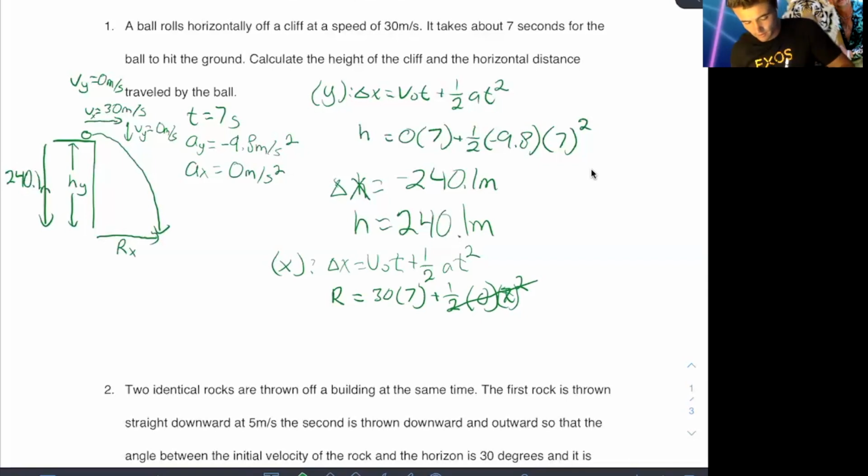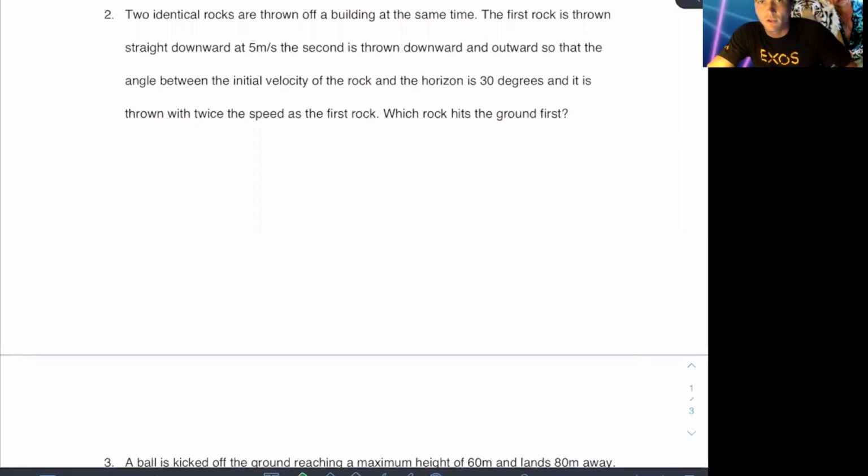So our distance here is 210 meters. Okay. So our height is 240 meters. The distance is 210 meters. And that's how you solve it, right? So just break it down to its components, into its x and its y. And then you will be able to solve the problem. All right. So number 2.